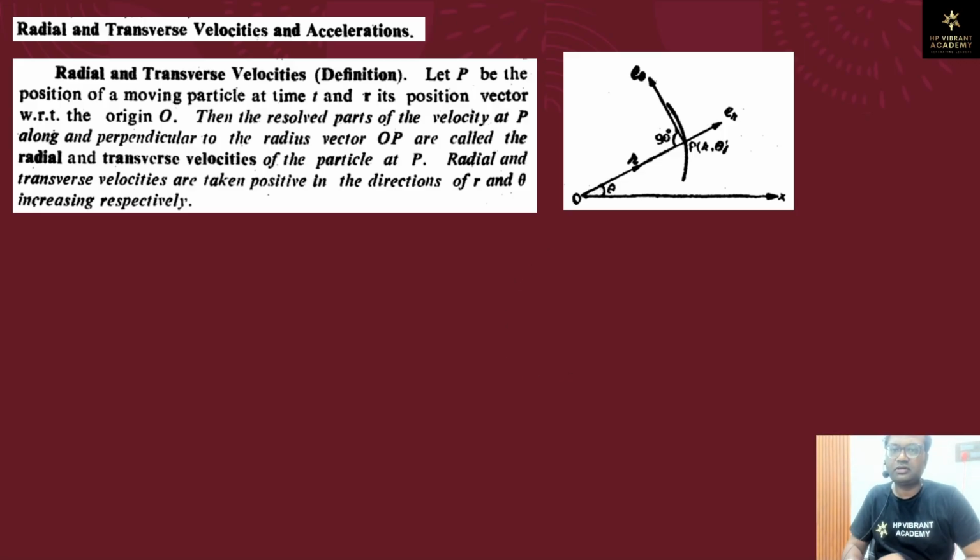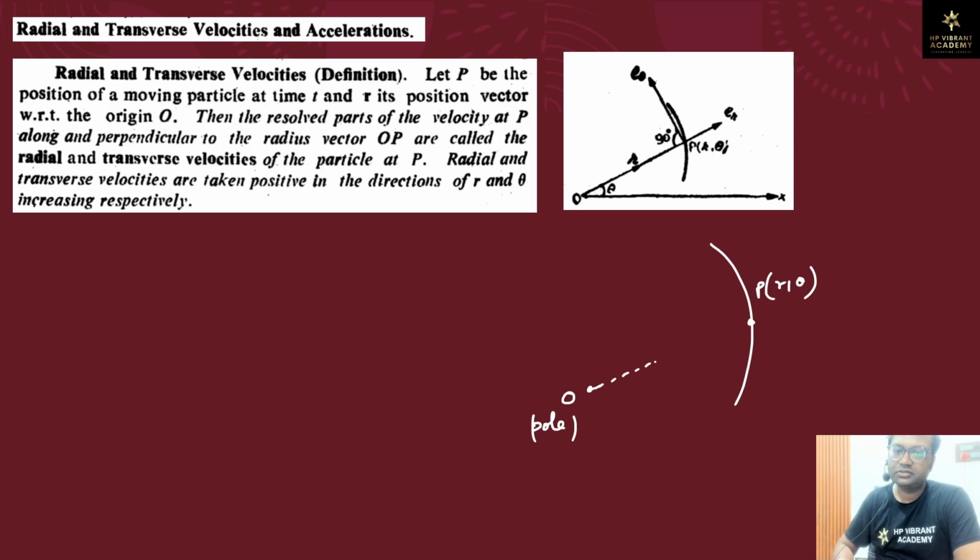Suppose let us consider a curve here, and there is a point P on this curve, and let us assume the coordinates as r, theta, and this is our pole. O is our pole. So this is our OP vector. OP vector is the radius vector. So this is the direction along the radius vector. The direction along the radius vector is the radial direction, and the direction perpendicular to the radial direction is the transverse direction.